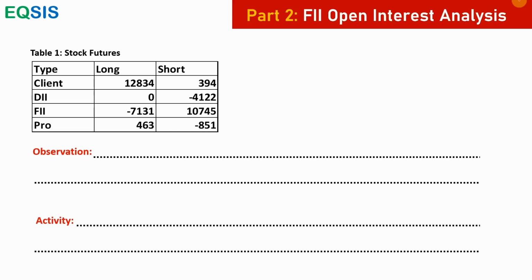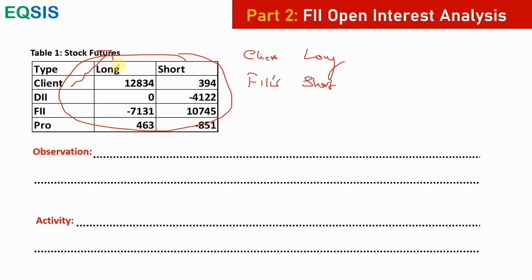If you look at this particular table with our previous understanding, your observation may be that clients are good at creating long positions and FIIs are actually aggressive in short positions. Just by looking at these two data points, if I ask someone, they are pretty sure that the clients, who are retail people like you and me, are pretty bullish in the market, and the FIIs are pretty bearish in the market. But if you look at this particular video, this expectation is different.